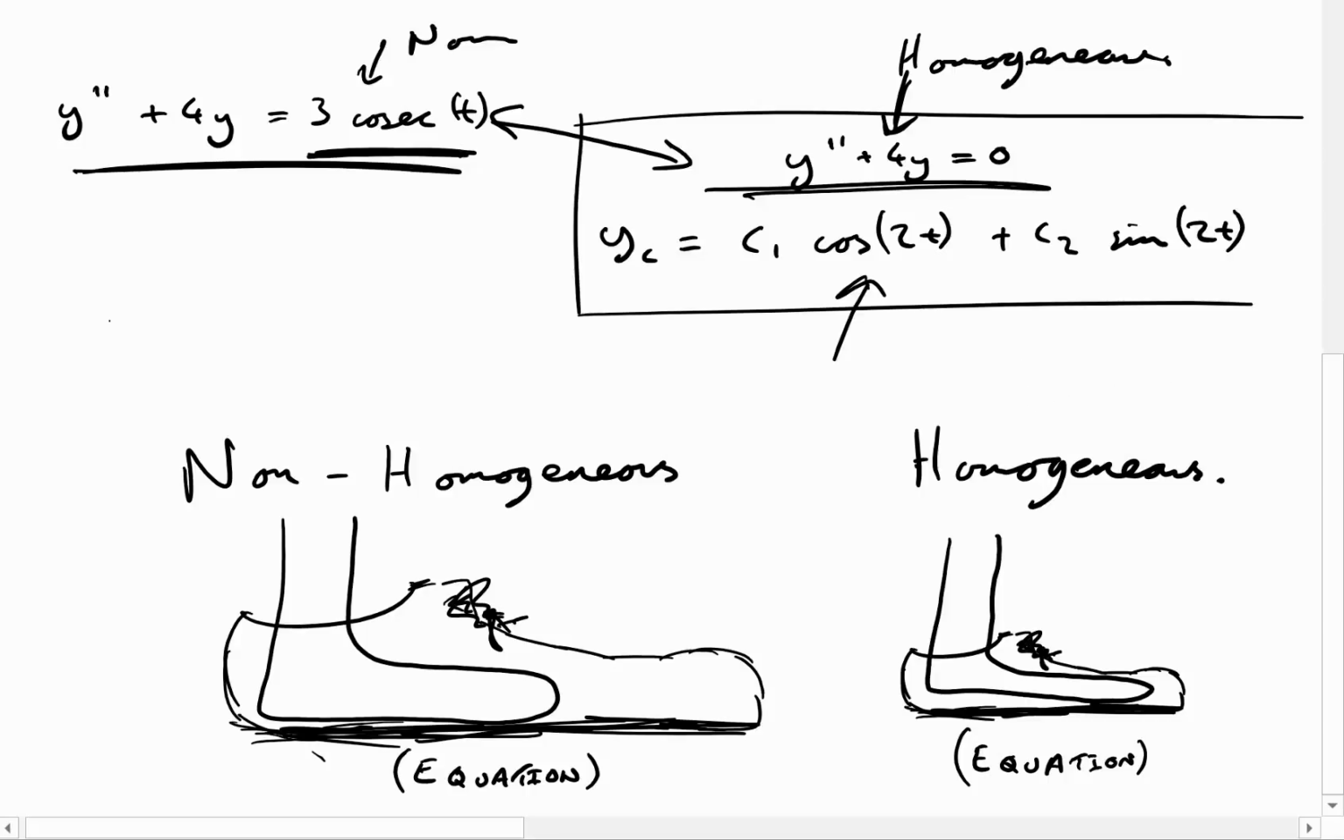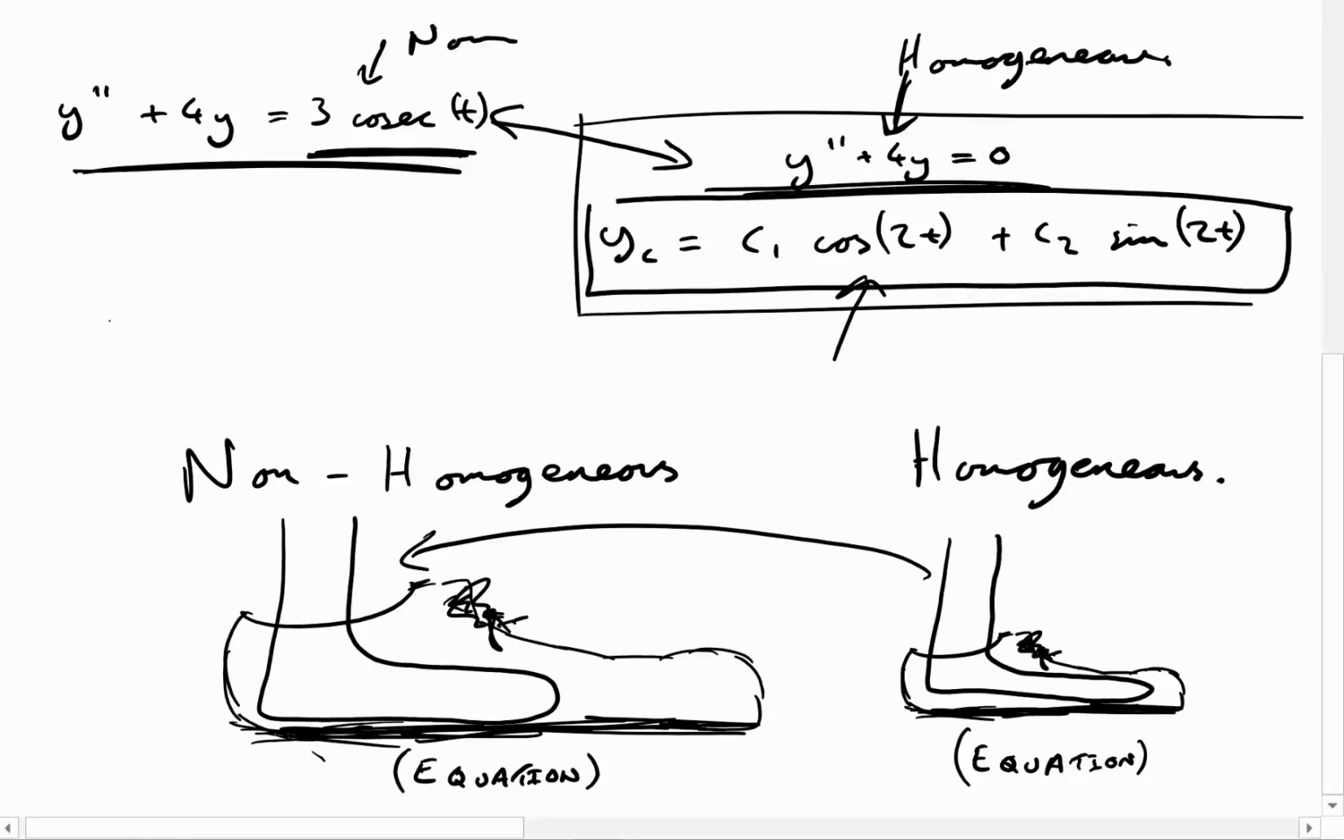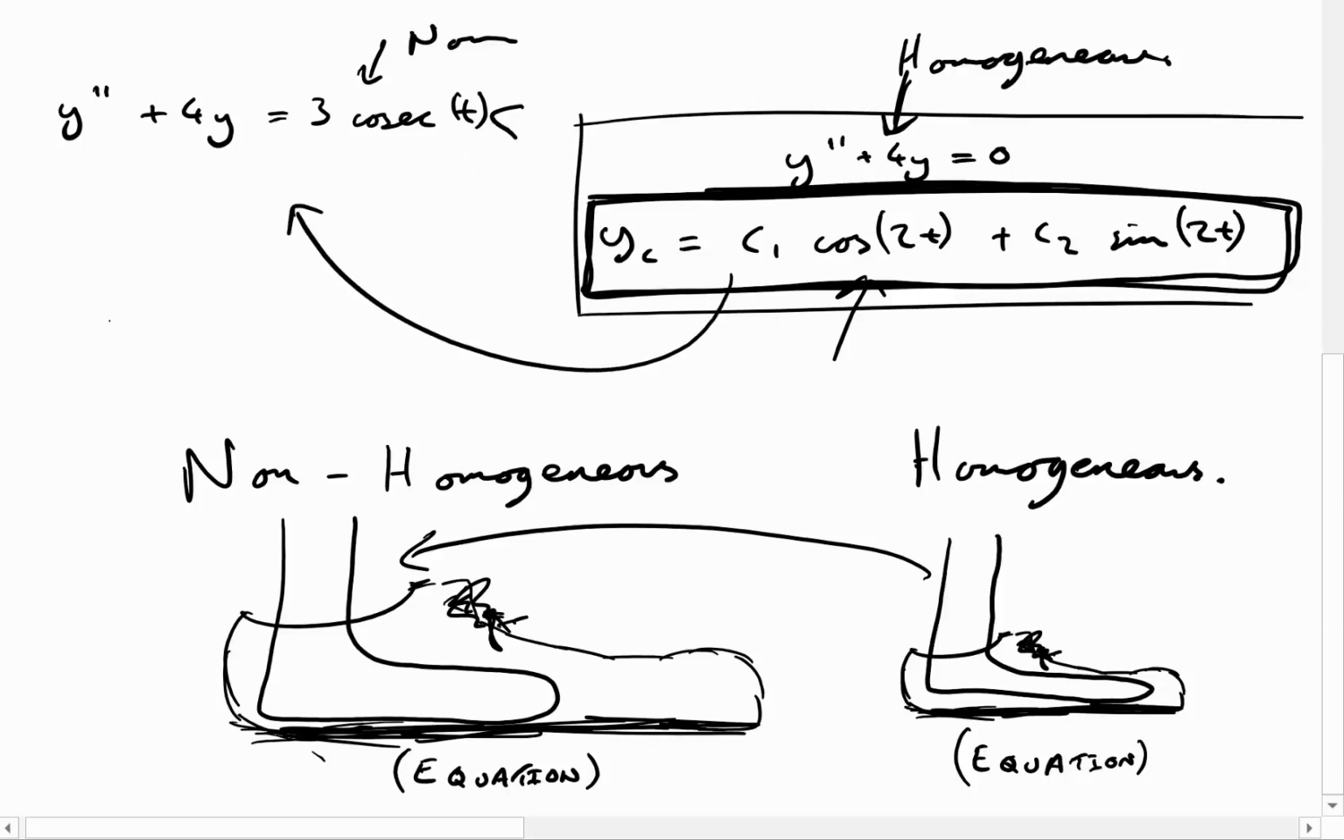So hopefully you've got the analogy in your head that if we want a homogeneous foot to fit in the non-homogeneous shoe, we can do it. It's just that there'll be extra room. So bringing it all back together, this solution here, which is the solution to the homogeneous part, should fit inside the non-homogeneous part. It's just we may have to make some adjustments to make it fit a little better. So the general solution to the non-homogeneous part should look something like the complementary solution, the solution to the homogeneous part. It's just we might have to make a slight tweak or adjustment.